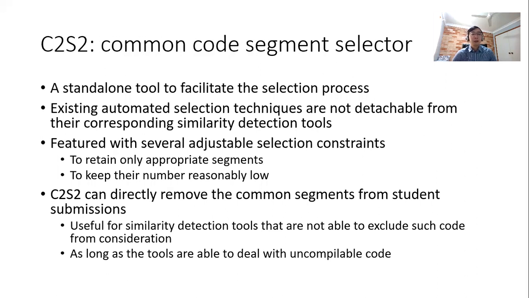We also propose C2S2, the Common Code Segment Selector. This is a standalone tool to facilitate the selection process. Why? Because existing automated selection techniques are not detachable from their corresponding similarity detection tools. C2S2 is featured with several adjustable selection constraints to retain only appropriate segments and to keep their number reasonably low. C2S2 can also directly remove the common segments from student submissions if necessary. This might be useful for similarity detection tools that are not able to exclude such code from consideration, as long as the tools are able to deal with uncompilable code.